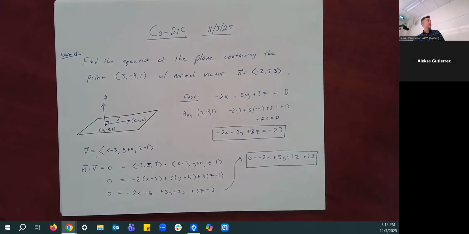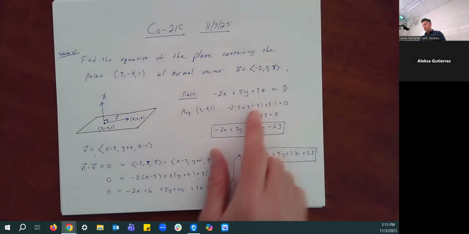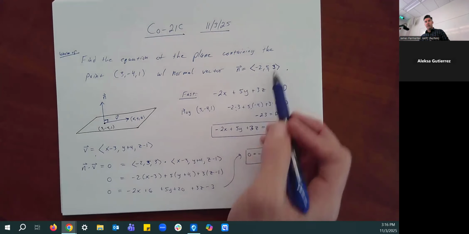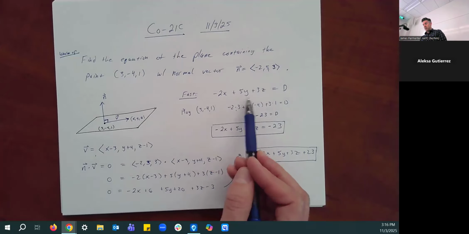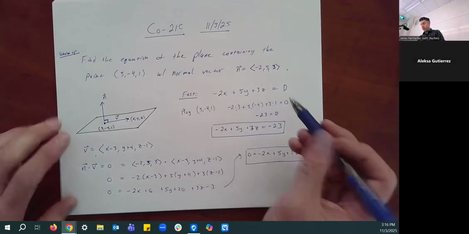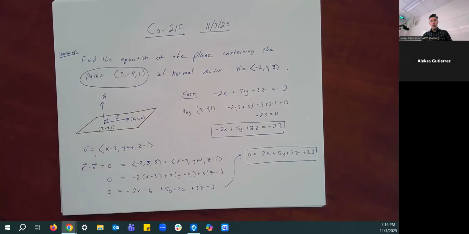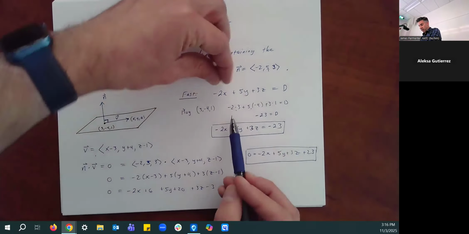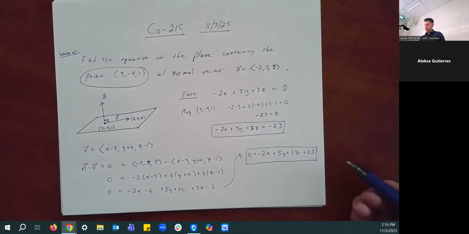How did you get 23 in the first one? Because I know how to get it, but how did you get it? In the first one, I said we know the coefficients are going to be -2 for x, 5 for y, 3 for z. So the equation of our plane has to be -2 times x plus 5 times y plus 3 times z equal to some constant. We figured out the constant by plugging in the one point that we know is on the plane, the point (3, -4, 1). So we plugged in 3 for x, -4 for y, and 1 for z, and got -2 times 3 plus 5 times -4 plus 3 times 1 equals the constant, which is -23.